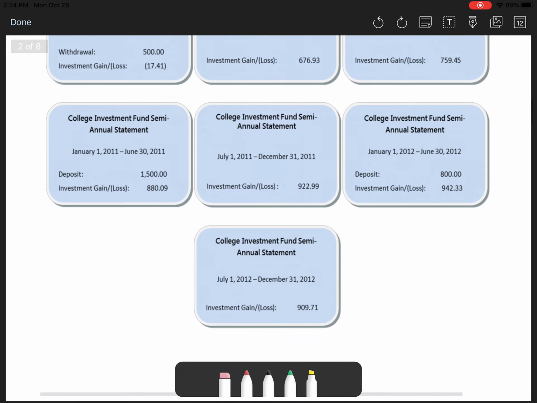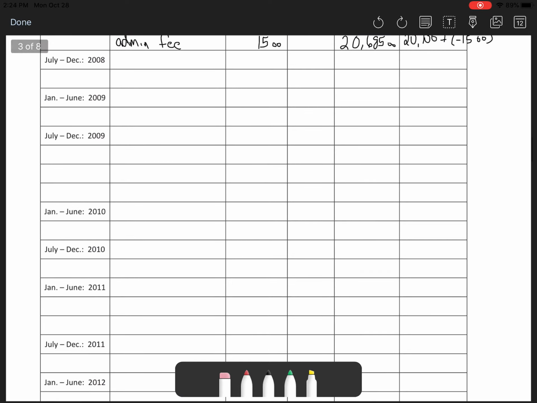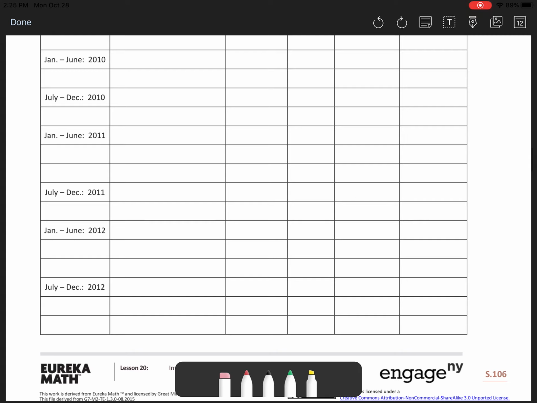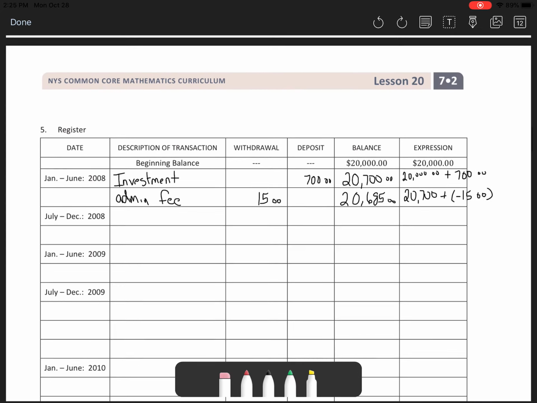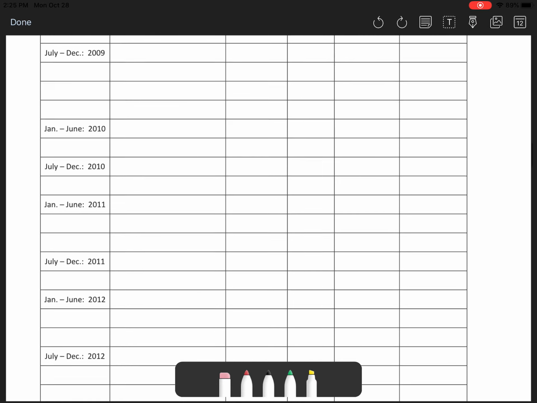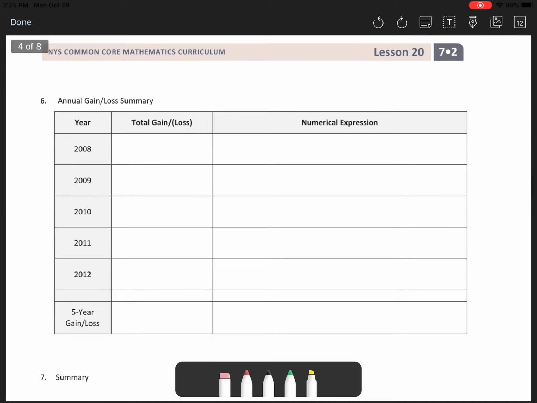I want you to pause the video right now and try to fill out the rest of this table. Okay, hopefully I've given you enough time. If not, pause the video and finish recording everything that you have on here.